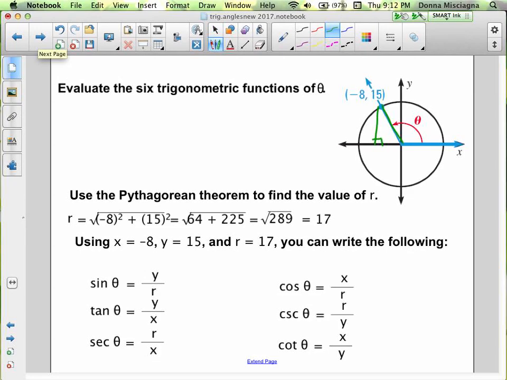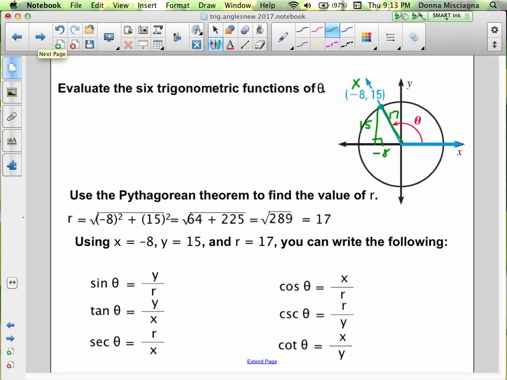So the x is the horizontal, that's negative 8. The y is our vertical, that one's 15. And then we use the Pythagorean theorem or the distance formula, they're both the same, to get our r, or our hypotenuse, however you want to think of it, which is 17. All right, so now all we need are our ratios.